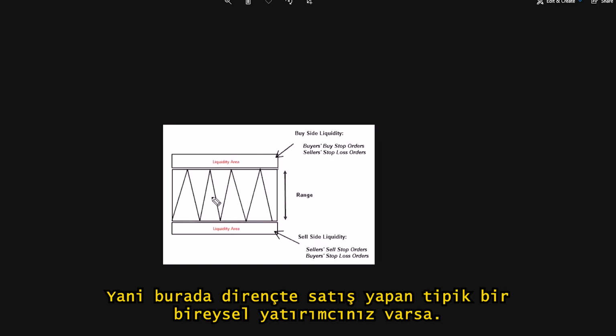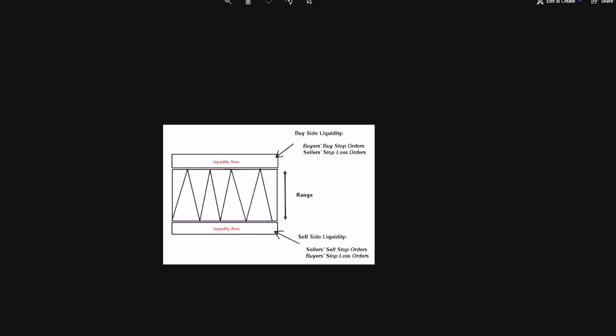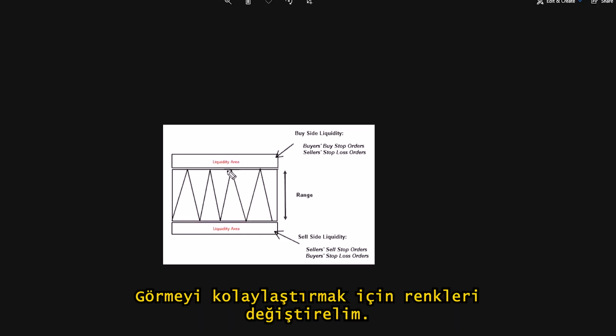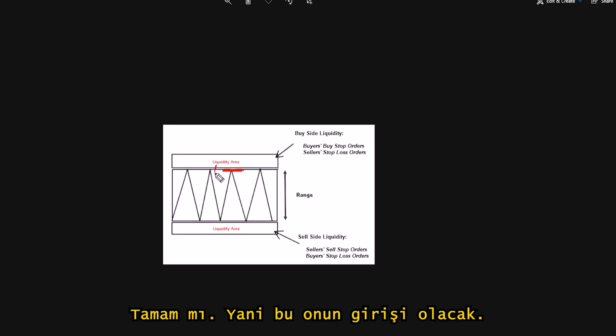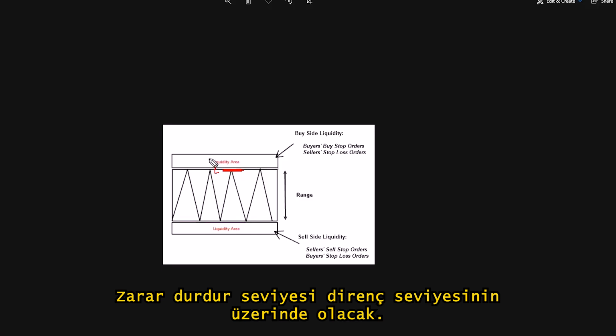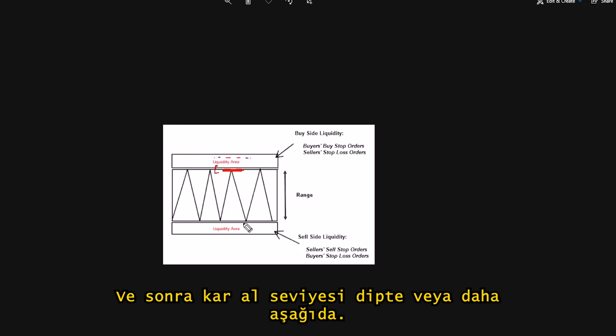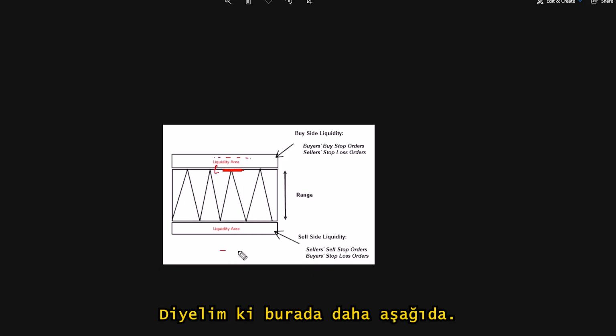So above a range, we have buy side liquidity, which is buyers' buy stop orders or sellers' stop loss orders. So if you have your typical retail trader selling at resistance over here, let's change colors to make it easier to see. So you'd have a retail trader selling at resistance. This would be his entry. His stop loss would be above the level of resistance, and then take profit at the bottom or lower. Let's say it's lower here, so TP.